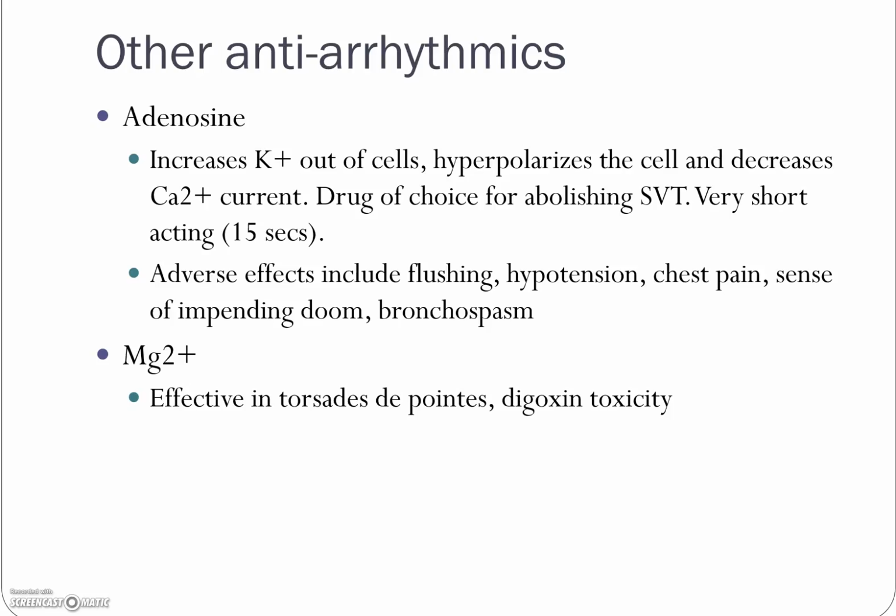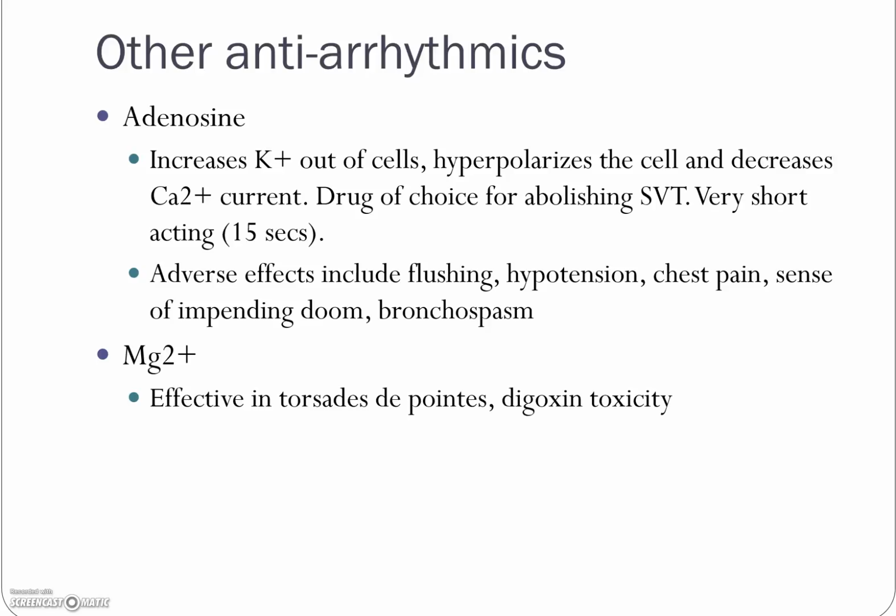Some of the other antiarrhythmics that you should be aware of include adenosine and magnesium. Adenosine works by increasing the potassium that is outside the cells, essentially hyperpolarizing the cell, therefore decreasing the calcium effects. The drug of choice for abolishing a supraventricular tachycardia is in fact adenosine. It's important to note that this has actually a very short acting effect, typically around 15 seconds.